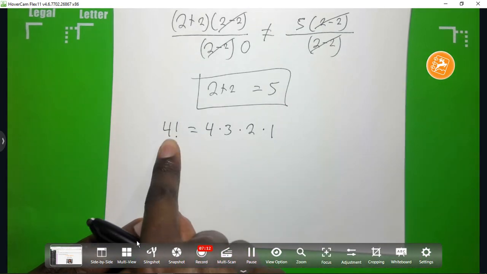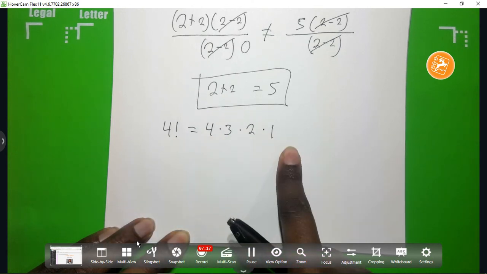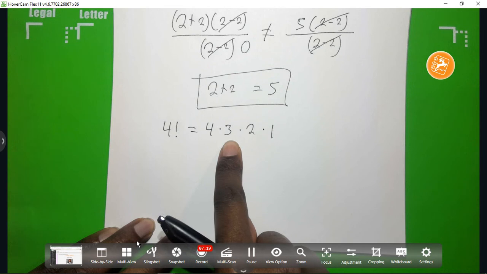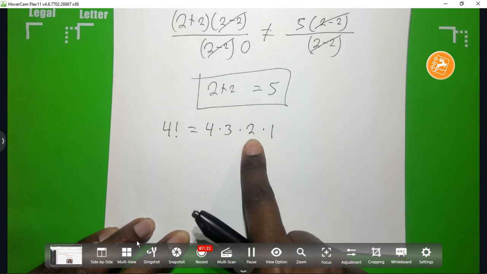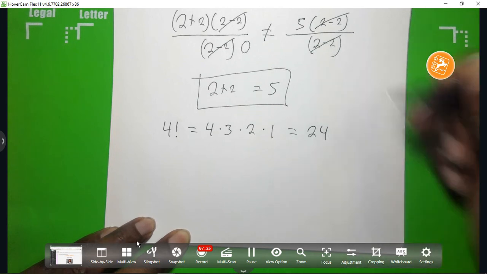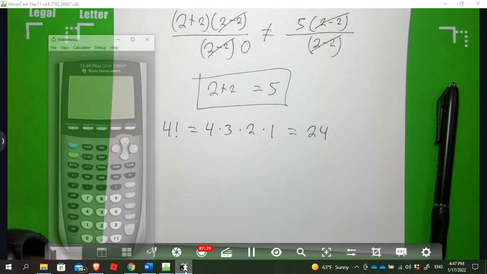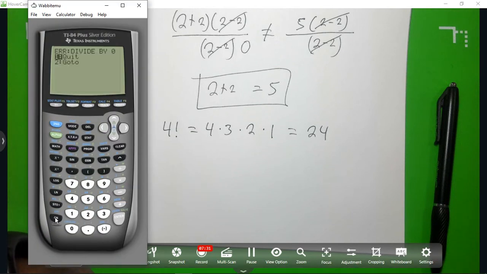You just start out with whatever number you have and you multiply all the way down until you get to 1. So 4 times 3 is 12. 12 times 2 is 24, times 1. You get 24. Now I'm also going to show you that on the calculator, just in case you don't believe me. This calculator can do factorials. I'm going to turn it on. I'm going to clear out what I had. I'm going to type this number 4.